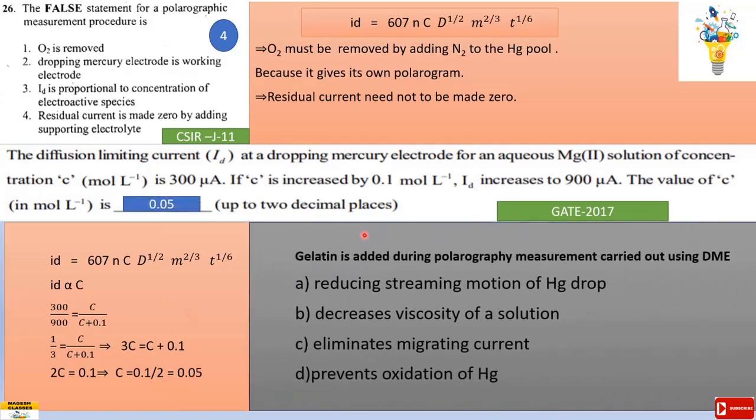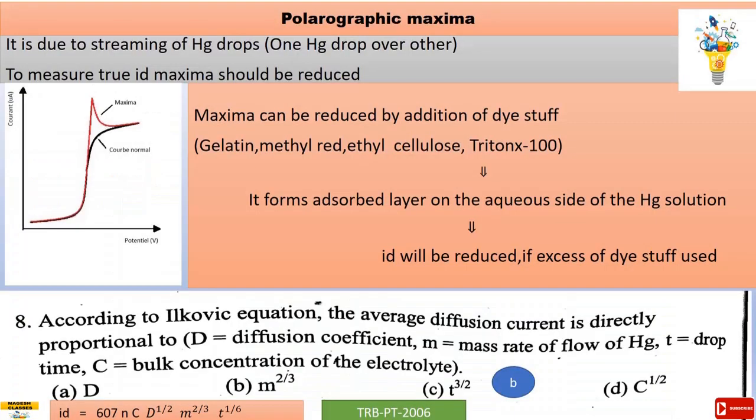Okay. Then gelatin is added during polarography measurement carried out using DME. Why is gelatin used? So it's a question from CSIR December 18. Your answer is A. That is reducing streaming motion of the mercury drop in the polarography. In the previous questions, why the gelatin is added to the polarography technique.